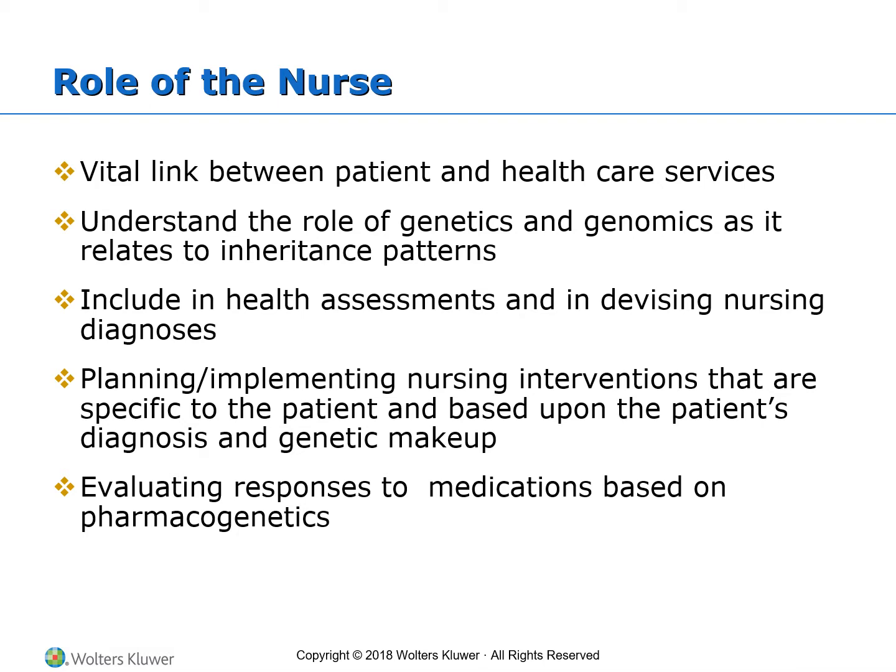Okay. You do need to understand genetics and genomics as it relates to inheritance patterns and disease processes and how the body responds to certain things. Whenever you are looking at a health assessment, when you're trying to come up with nursing diagnoses, when you're planning, going through that whole process, you do need to be aware of genetics, genomics. You need to know any family history, and if there is a family history of a certain diagnosis, how is that going to affect the patient? Is it going to affect the patient at all?